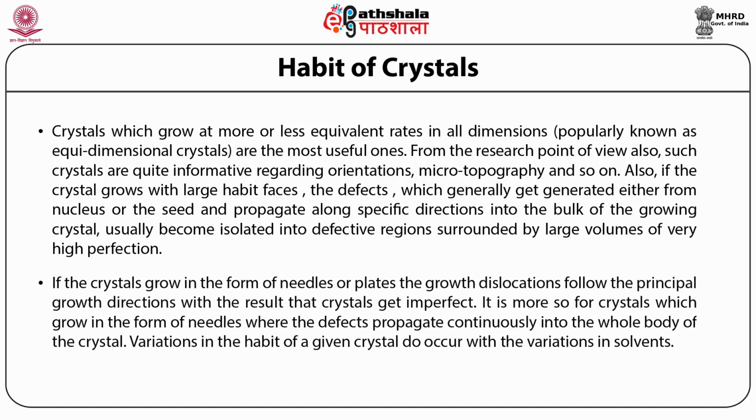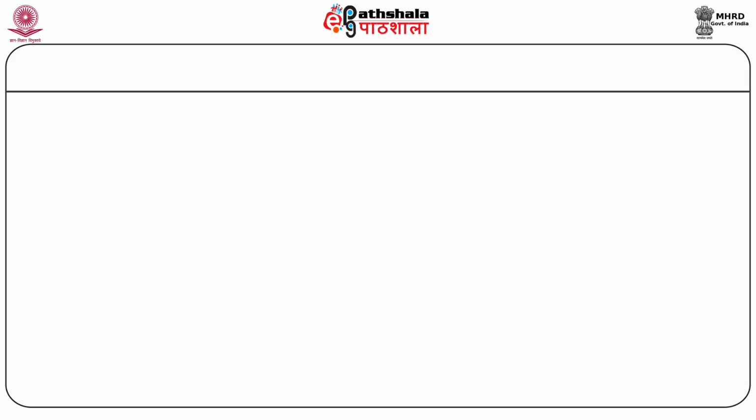If the crystals grow in the form of needles or plates, the growth dislocations follow the principal growth directions with the result that crystals get imperfect. It is more so for crystals which grow in the form of needles, where the defects propagate continuously into the whole body of the crystal. Variations in the habit of a given crystal do occur with variations in solvents. Next we come to solubility.